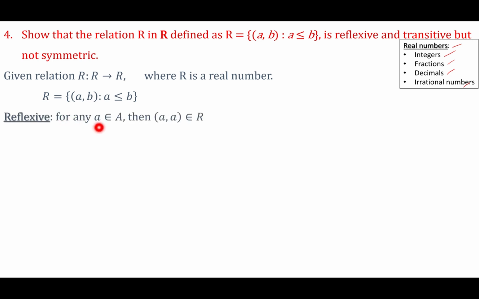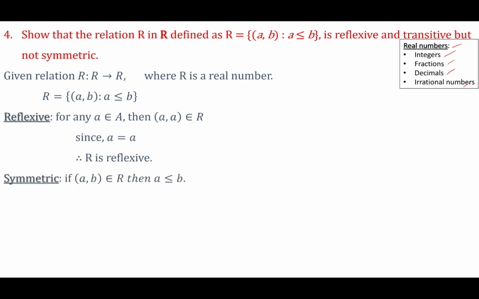For any A belongs to R, if you choose any number, then (A, A) belongs to R. Whatever number you choose, for example, if you choose half, then (half, half) both belong to the relation, and it is equal also. If (A, A) is there, since A is equal to A, then it is reflexive.